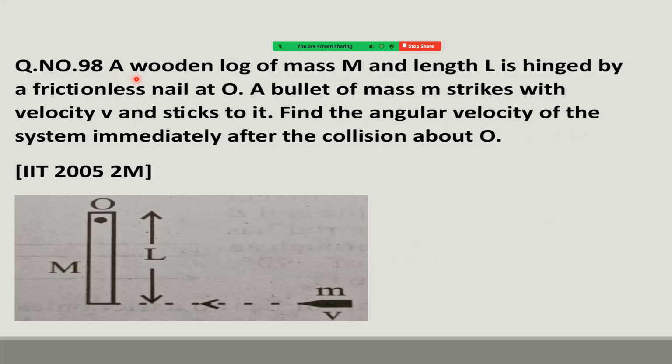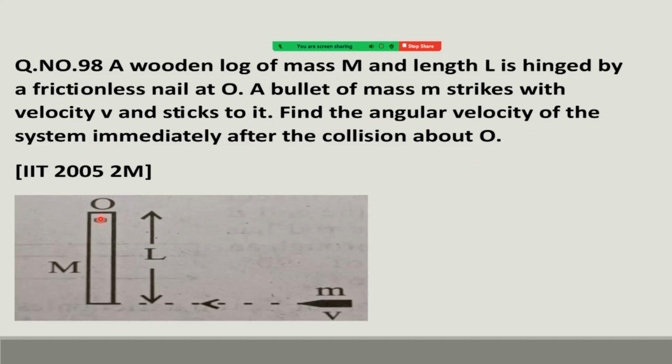See the question. A wooden log of mass M and length L is hinged by a frictionless nail at O. A bullet of mass m strikes with velocity v and sticks to it. Find the angular velocity of the system immediately after the collision about O.